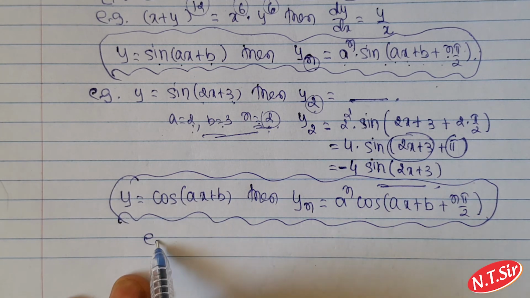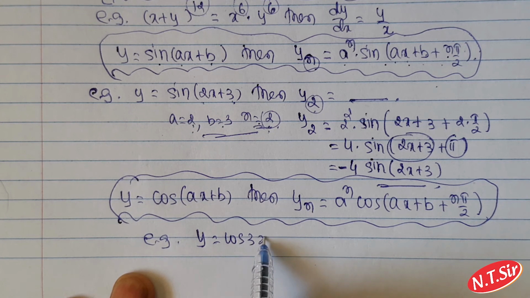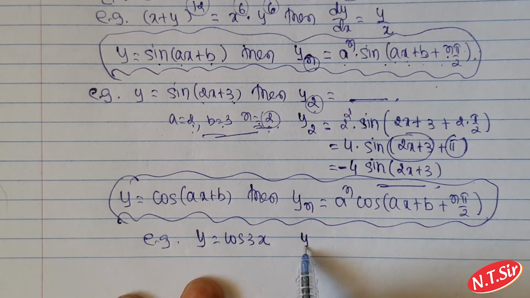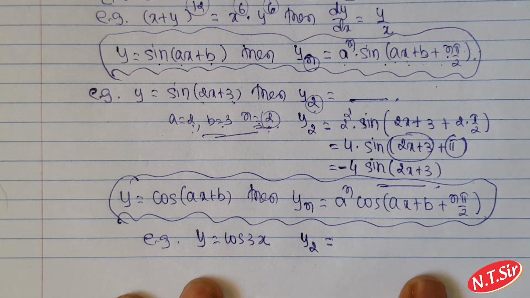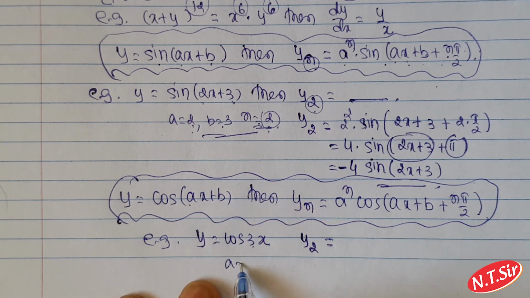For example, if we take y is equal to cos 3x, and we want to find y2, that is the second derivative. So what is a? In ax, a is 3. Here there is no term of b, that is b is equal to 0, and n is equal to 2.